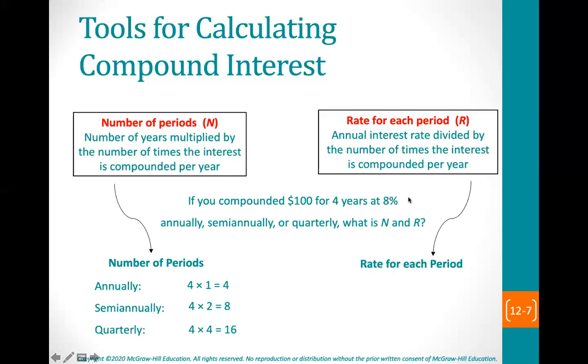Now, our rate, we need to take that annual rate and divide it by the number of times interest is compounded. So annually, interest is only compounded 1 time. So 8% divided by 1, our rate for each period is 8%. Semi-annually, it happens twice a year. So 8% divided by 2 is 4% per period. Quarterly, 4 periods in a year. 8% divided by 4 is 2% interest per period.